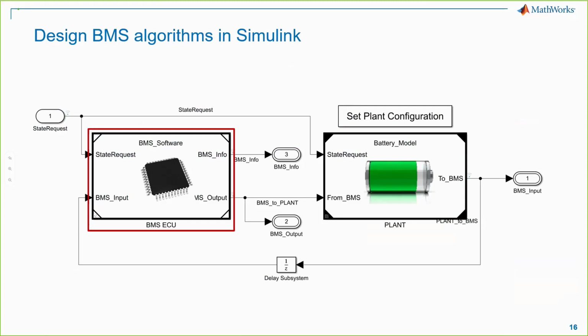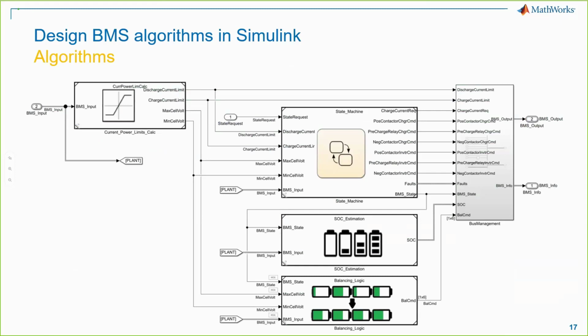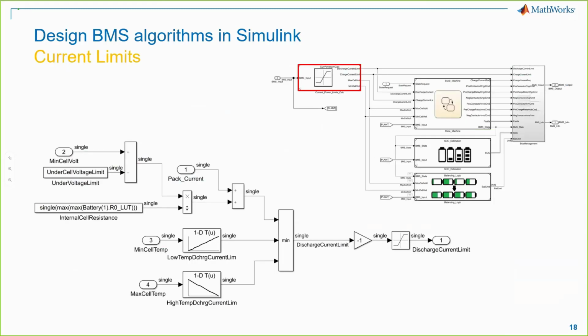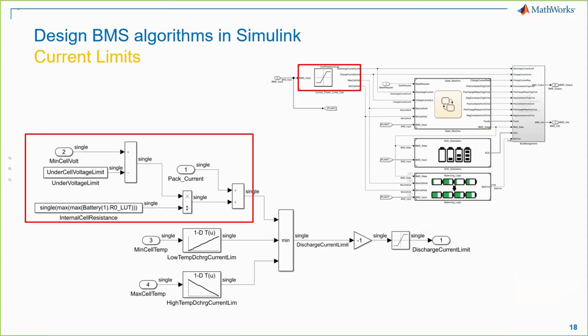Now let's take a quick look into BMS algorithms. This is a top-level model of all the algorithms we have implemented in this example. In your project, based on the end application, you may have more software components than you see here. Starting from the left, the first software component calculates discharge and charge current limits. We use this equation based on minimum cell voltage and internal cell resistance to calculate the current limit.